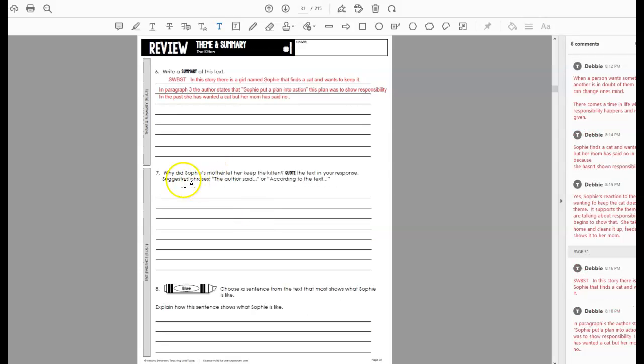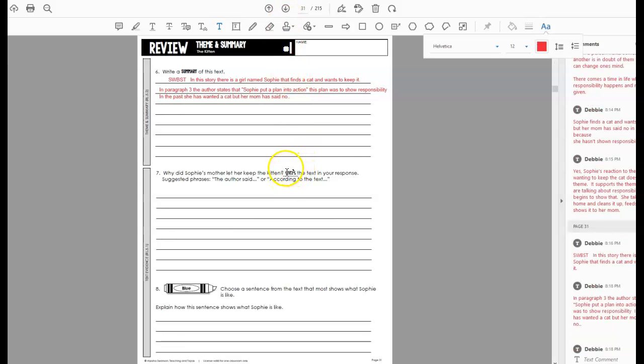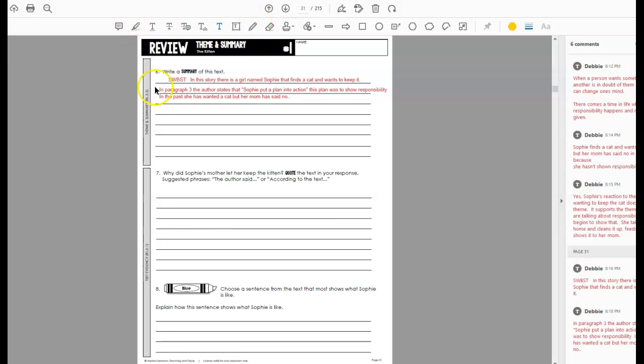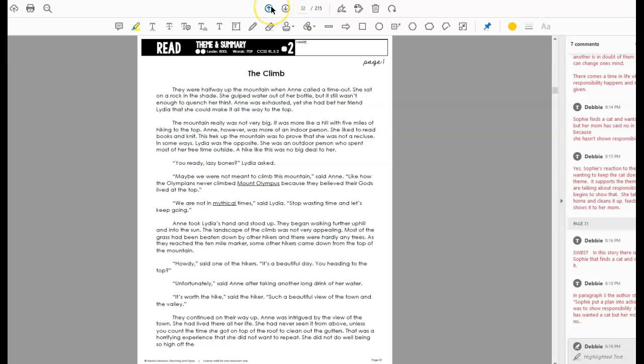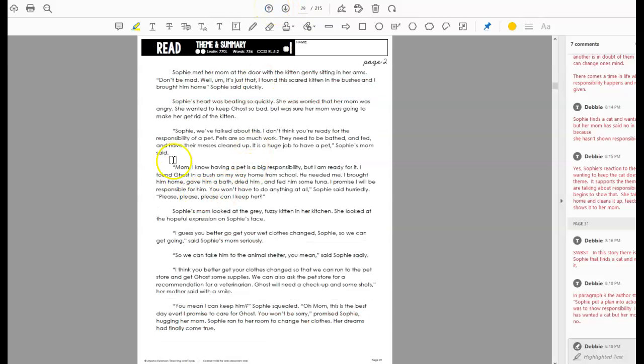Okay, now, number 7. Why did Sophie's mother let her keep the kitten? Quote, right here, quote. If I can get that highlighter, quote. You have to have words from the story in your response. The suggested way of doing that is the author said, or according to the text, or tell me exactly where it is, like we did up above there. So, why did Sophie's mother let her keep the kitten? So, you're going to have to go back to the story.